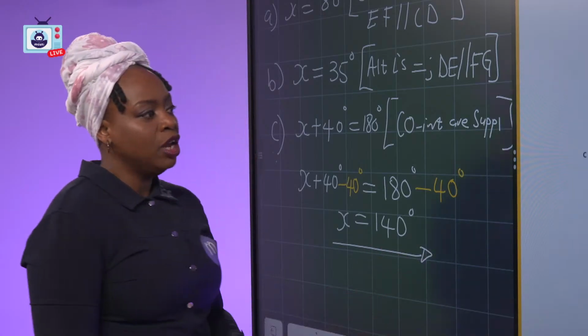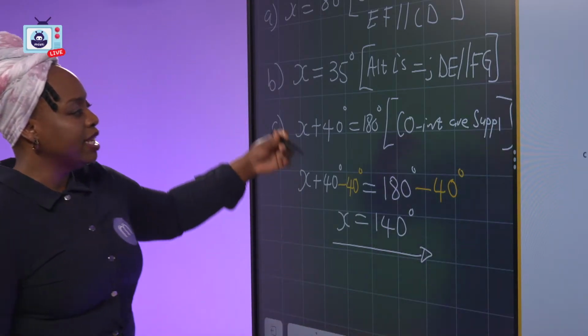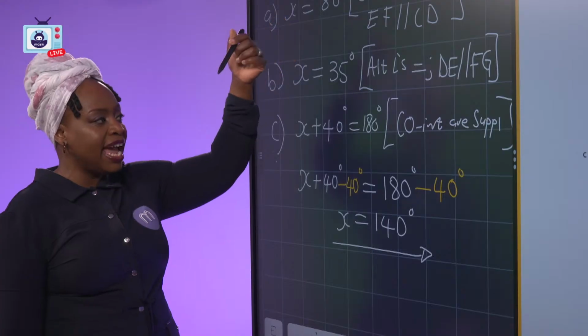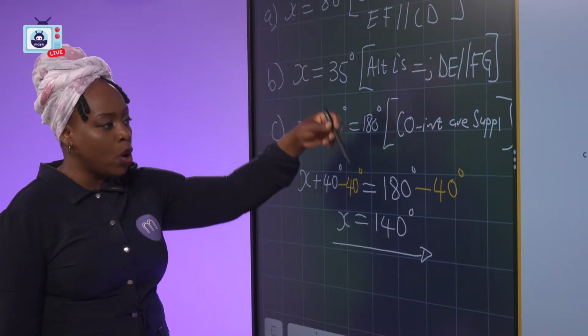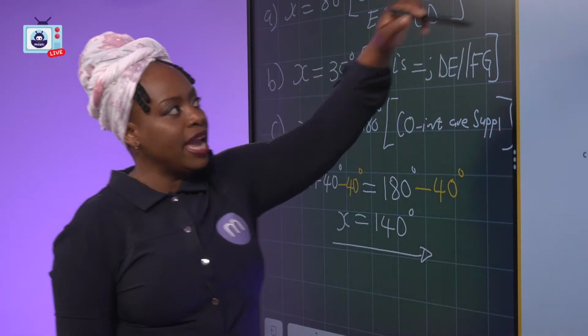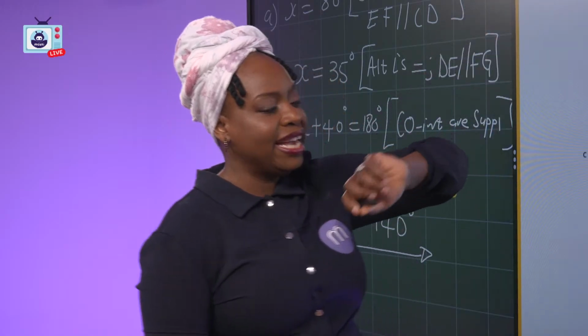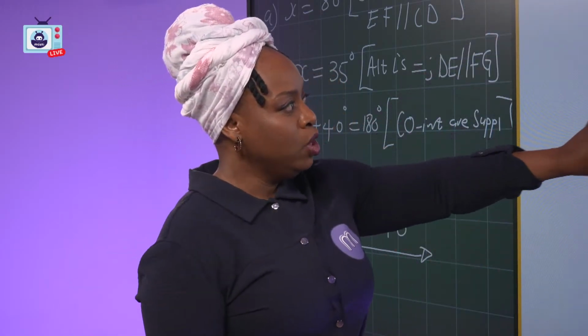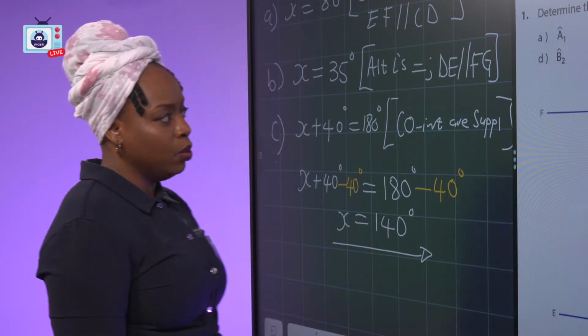So we have looked at all of them. You can see we have summarized corresponding angles, alternating angles, and co-interior angles whenever we are given parallel lines. Remember that is where you can use it, the way we did.